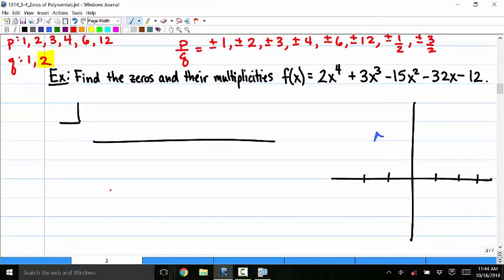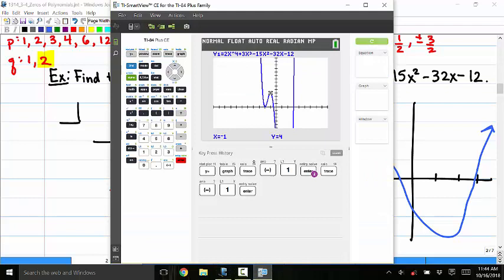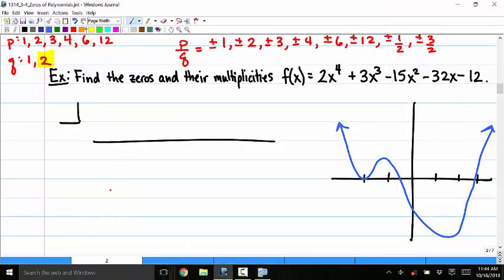So on my graph, let's do it this way. -2, like that. That should look better. Okay, I said -2, enter, and I got a 0. And then I did 3, enter, and I'm going to get a 0. So I know -2 and 3 are indeed zeros, only because I have technology in my hand.